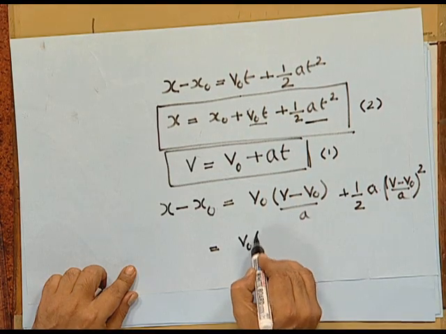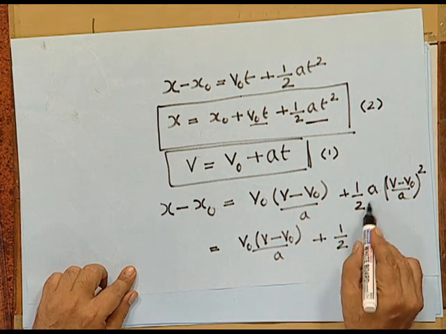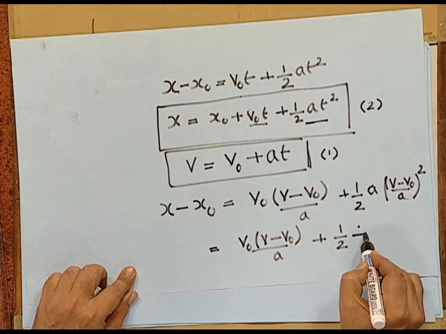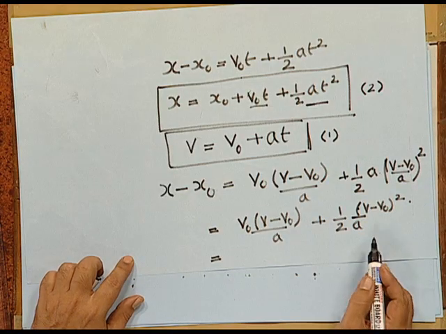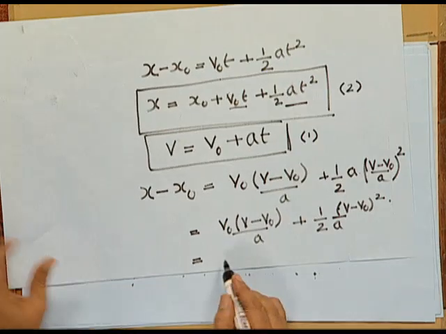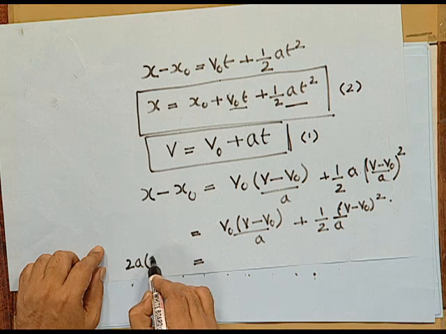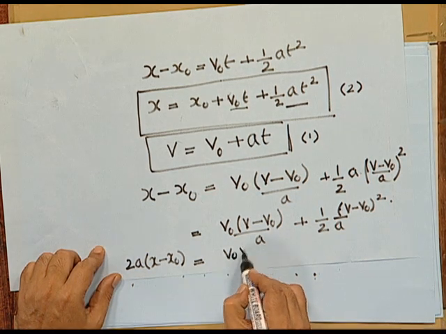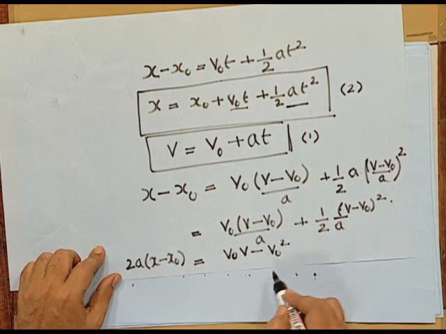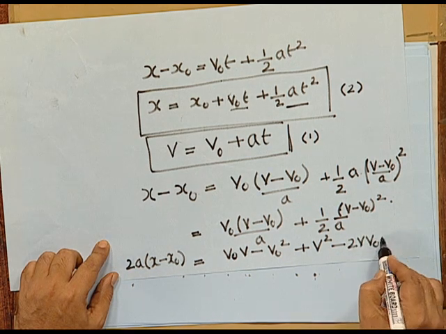So, x minus x naught equal to v0 into v minus v0 by a plus half a, where a squared in the denominator becomes a in the denominator, and you have v minus v0 whole squared. This can be simplified further, and you have the result: multiplying by a, on the left hand side you have 2a into x minus x0 as 2 v0 v minus 2 v0 squared plus v minus v0 squared, which becomes v squared minus 2v v naught plus v0 squared.